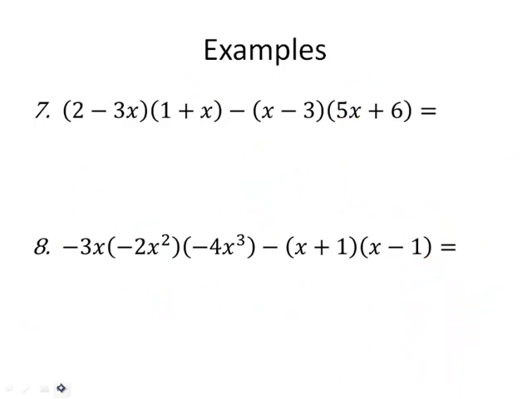Let's take a look at some more examples. These are a little more complicated. Feel free to try them on your own first and then check your work. Alright, so here we got to expand. 2 times 1 gives us 2. 2 times x gives us 2x. Negative 3x times 1, negative 3x. Negative 3x times x gives us negative 3x squared.